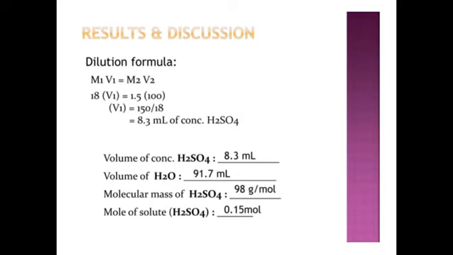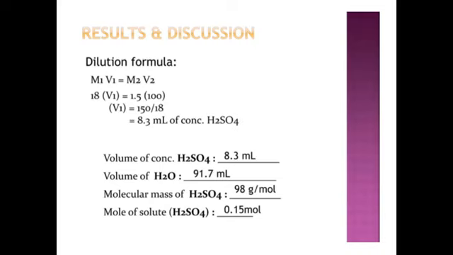However, the M2, that's the final molarity or final concentration, was given to be 1.5 multiplied by the volume. That's 100. So by the time you do the calculation, your V1, you will need 8.3 ml of conc H2SO4.